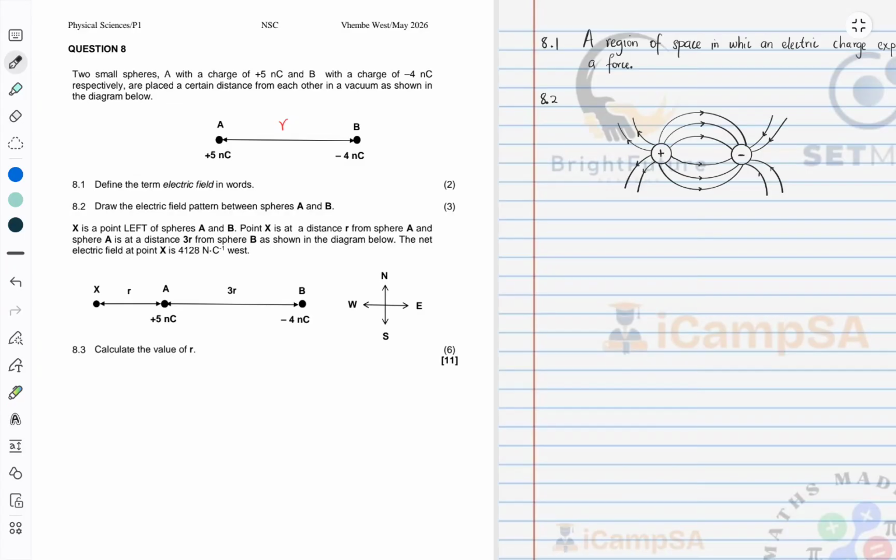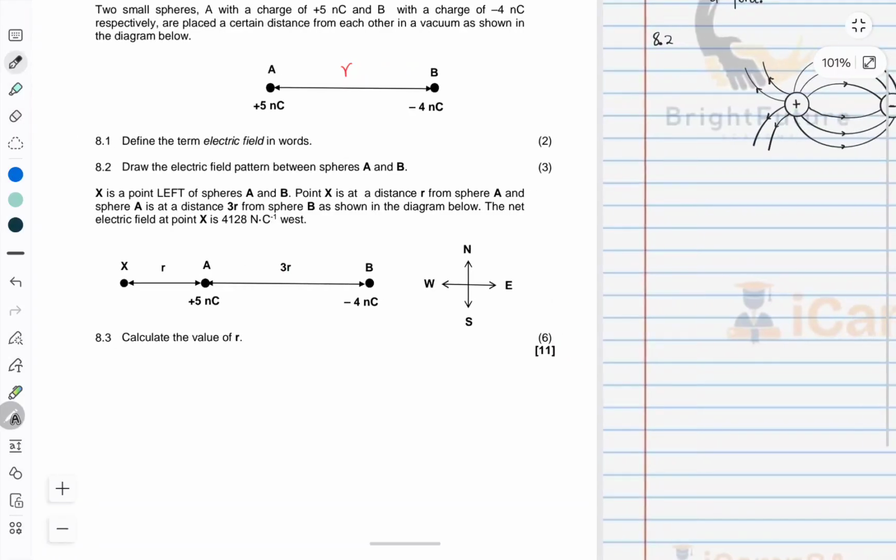As shown in the diagram below, the net electric field at point X is 4128 west. Okay, now calculate the value of R. The value of what? R. So let's try to find the electric field at point X due to A. Okay, let's start there. And then we will find the electric field at point X due to B now.